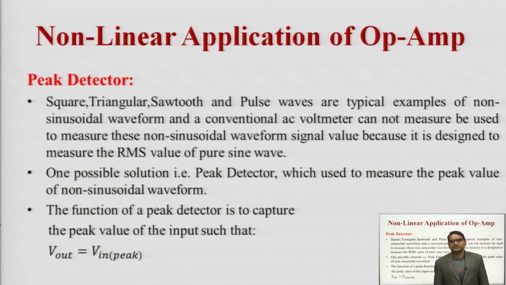which is used to measure the peak value of a non-sinusoidal signal. The function of the peak detector is to capture the peak value of the input signal, such that V out equals V in peak. For example, one important application is the envelope detector, used at the receiver side of amplitude modulation techniques. Here we use a simple peak detector using a diode and one capacitor.